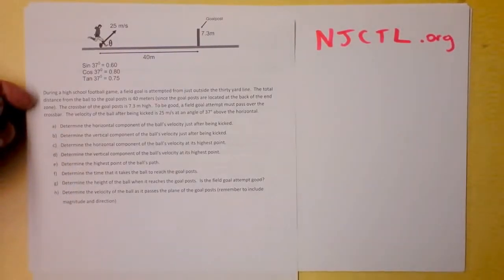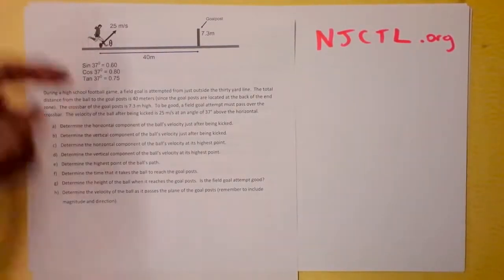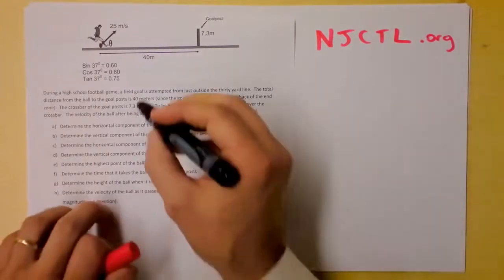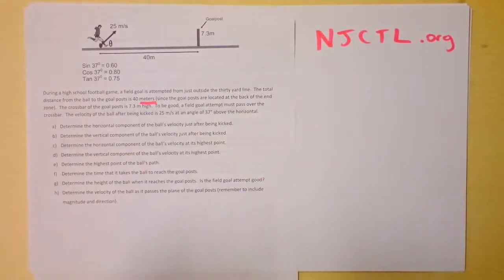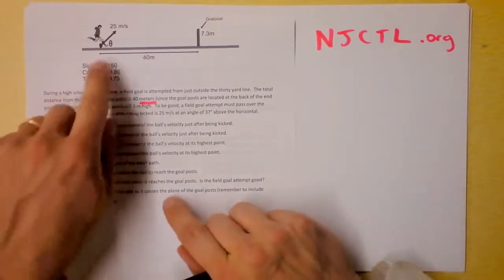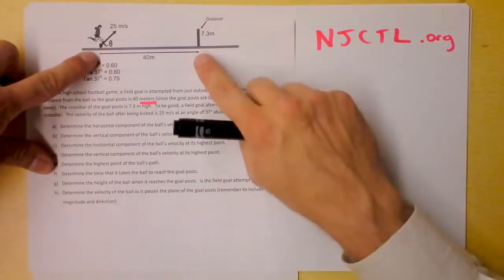We've got this high school football game, and there's this field goal being attempted from just outside the 30-yard line. I don't want to talk about yards. I want to talk about meters. So thank goodness we have converted into meters for the rest of the problem. The total distance from the ball to the goal post is 40 meters, but that's not the deal.